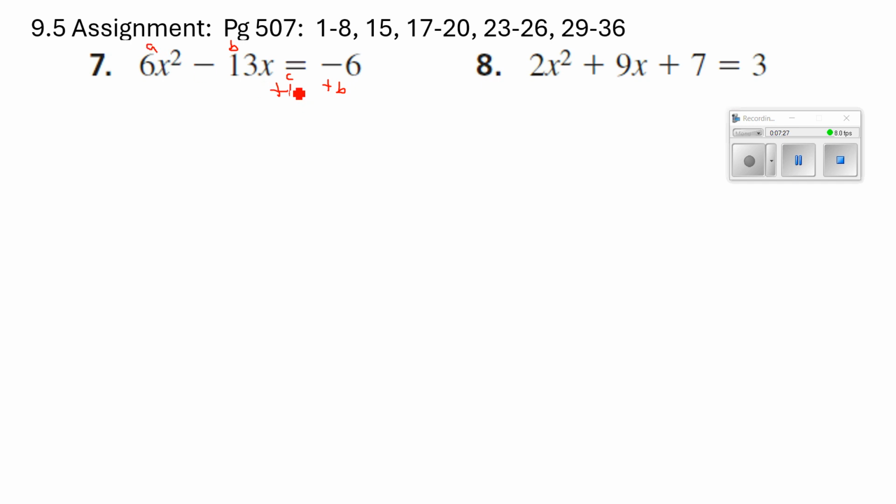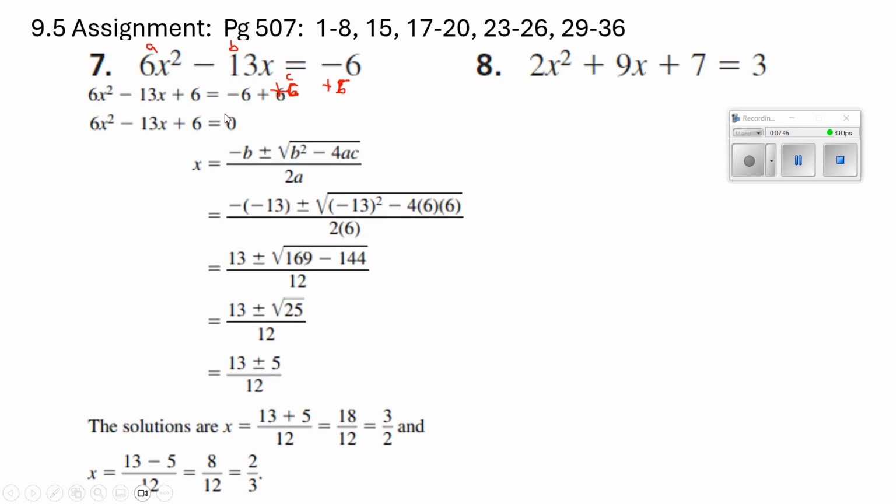All right? I'm going to make this look more like a 6, I guess. There we go. All right, so we're going to plug this into our formula now. That's exactly what they did over here. They added 6 to both sides, right? And they got 6x squared minus 13x plus 6 plus 6. So now they're going to use the A, B, and C.